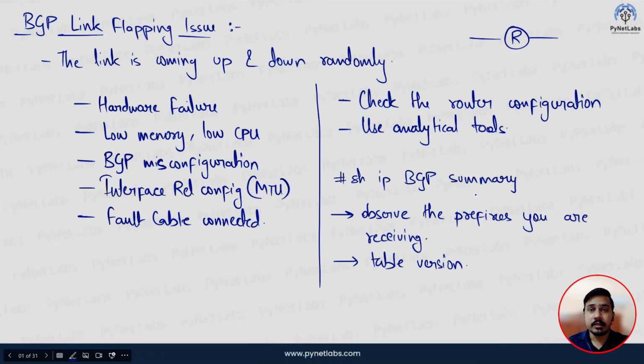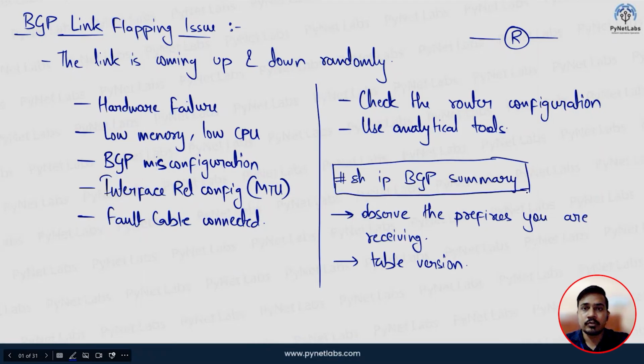So the command that is basically going to help you is show IP BGP summary. This is the command that you can run on your router to check from which routers you are receiving the most prefixes and what the table version is.